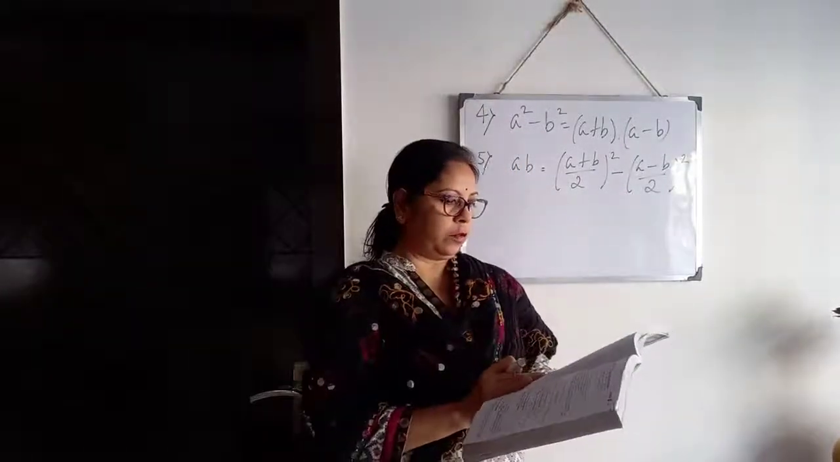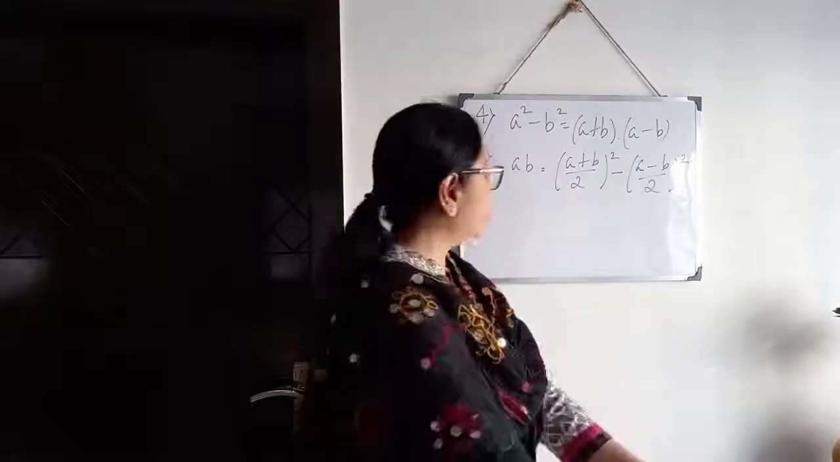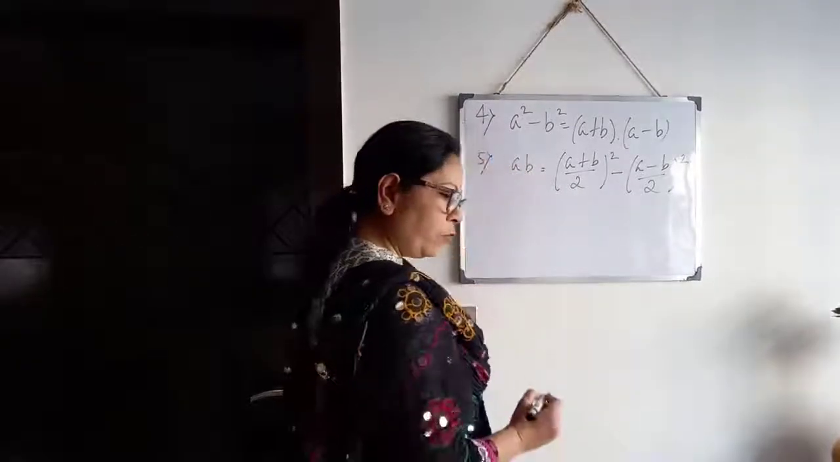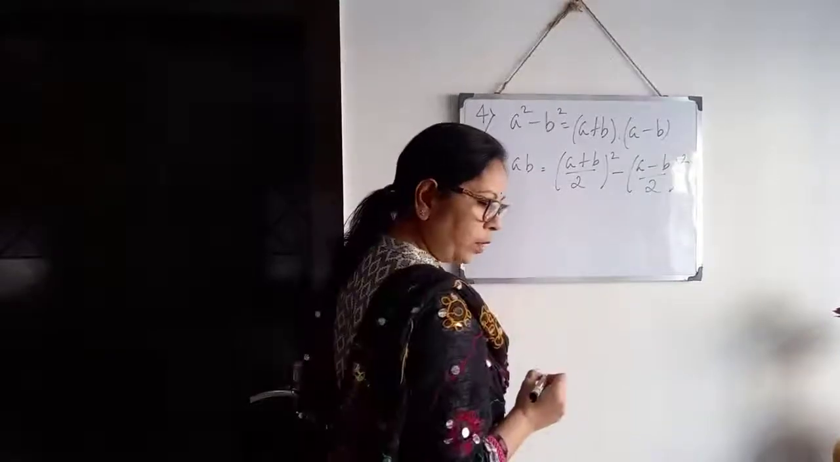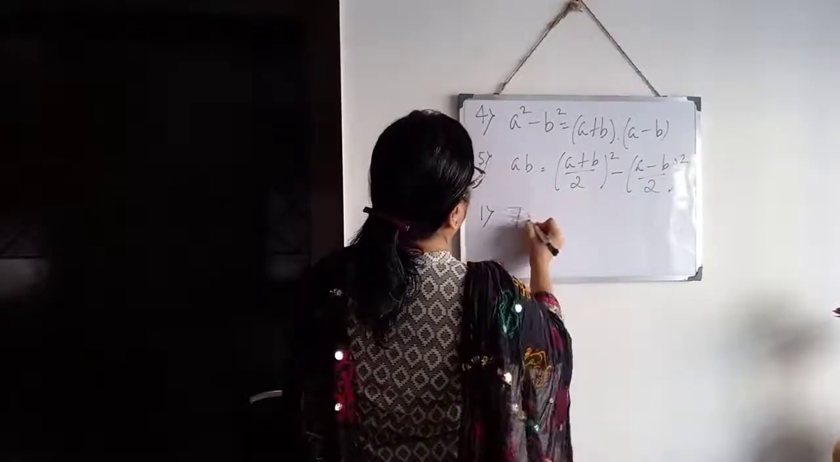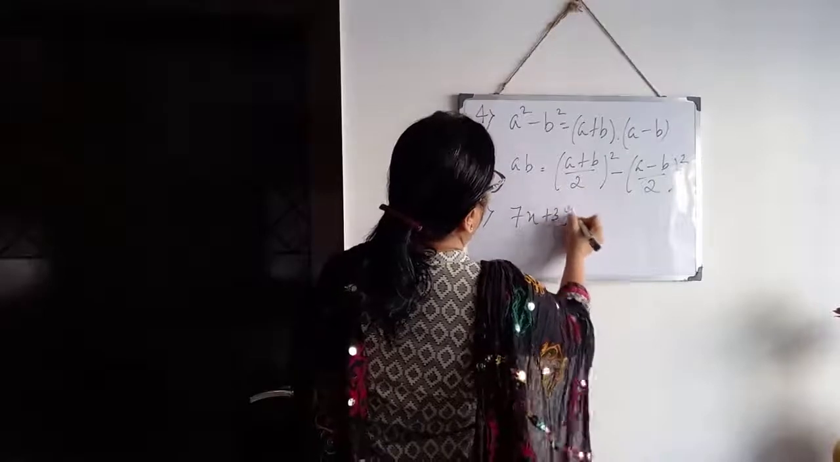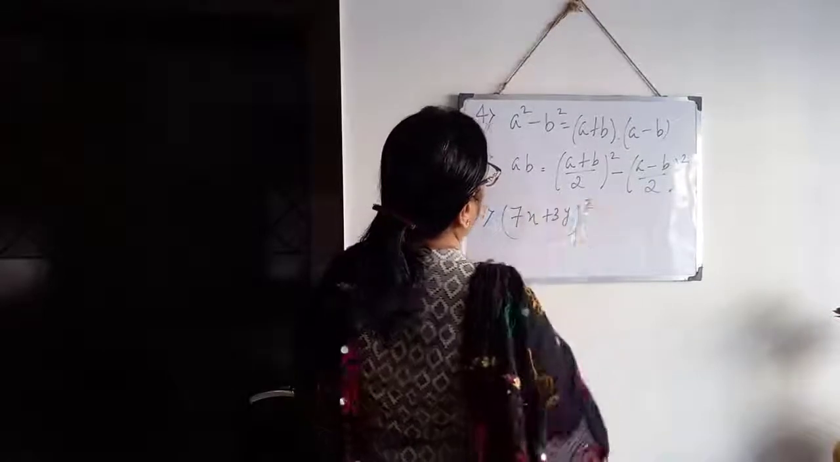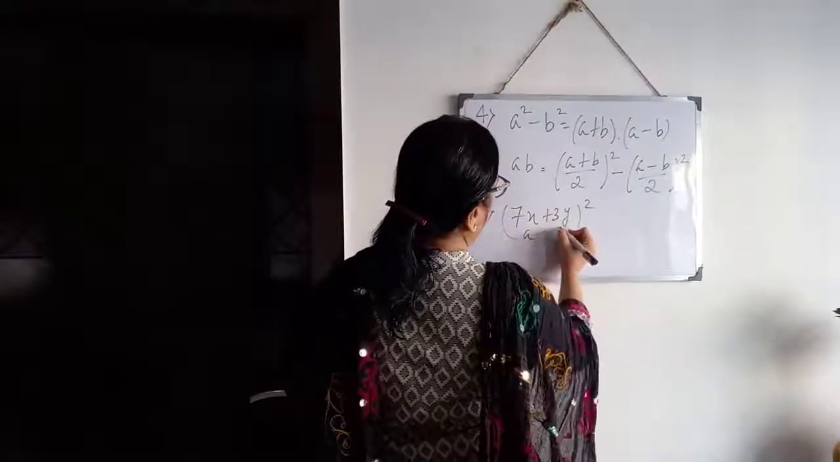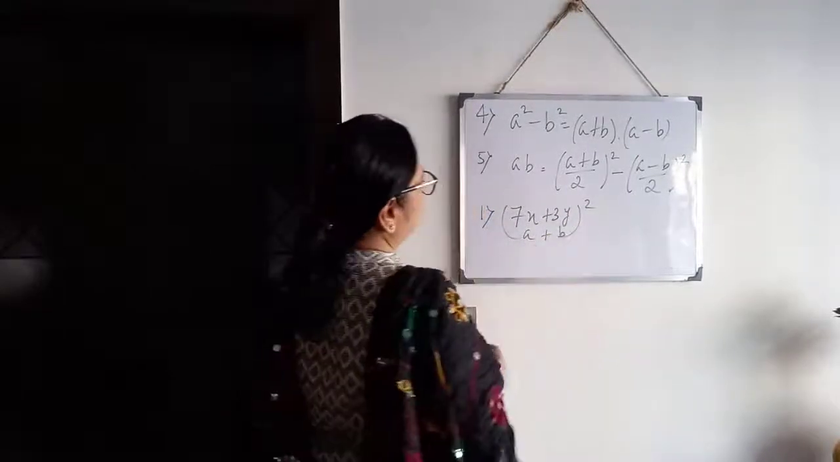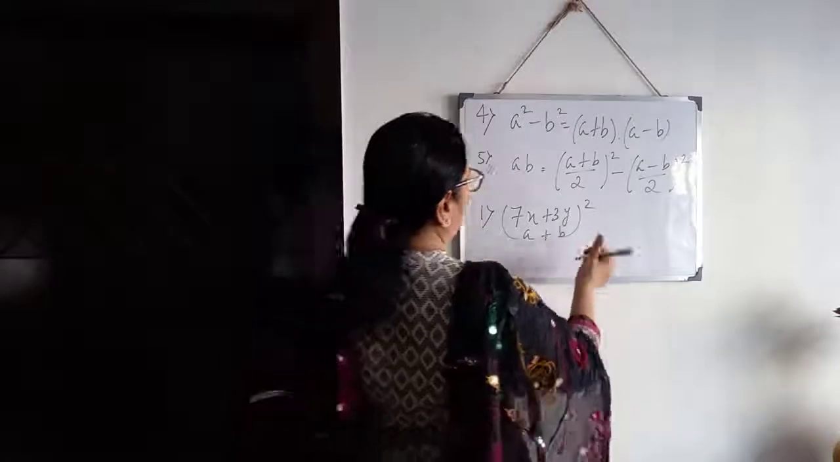Find the squares of the following expressions. Okay, I am doing number 1 first. It is given: find the square of the following expression, (7x plus 3y) whole square. So it is in the form (a plus b) whole square. Suppose this is a and this is b.